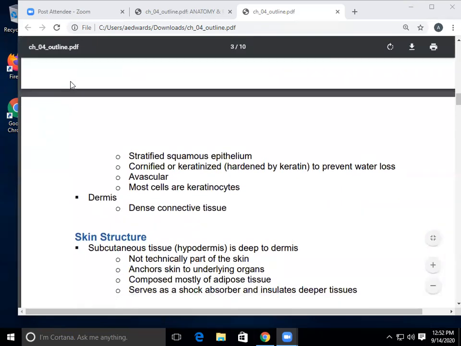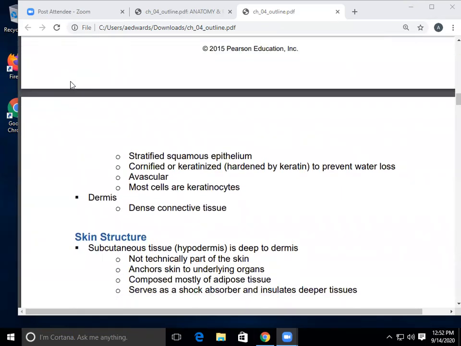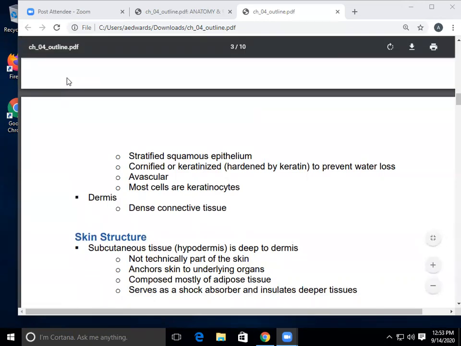So the epidermis, or outer layer, is made up of stratified squamous epithelium. It gets hardened by keratin. We call that either cornified or keratinized. Again, like we said, it helps prevent water loss. Like we said earlier, epithelial tissue is avascular, no blood supply. And the cell type in the skin that's most common is the keratinocyte. And remember, cyte means cell, so it's the cell that makes keratin. And the dermis that's deep to the epidermis is made up of dense connective tissue.